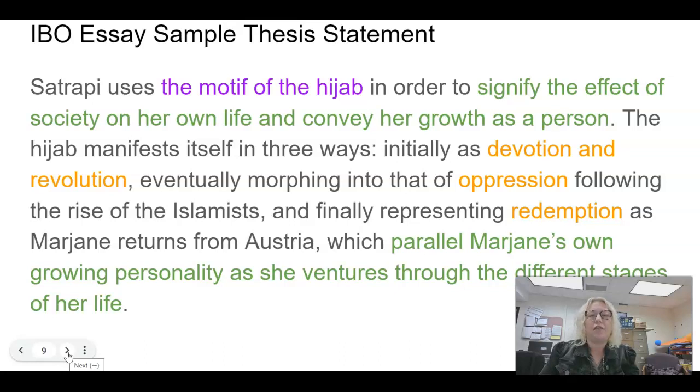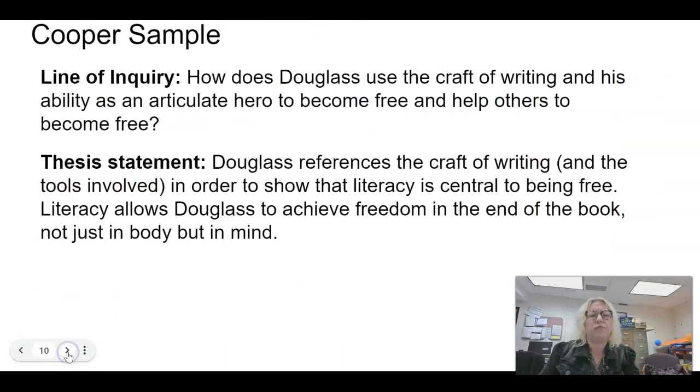Here's one from a Cooper student on Frederick Douglass. Their line of inquiry was, how does Douglass use the craft of writing and his ability as an articulate hero to become free and help others to become free? And this was one of the samples that I gave. And the student took some time then, after choosing that line of inquiry, to find some good examples and to really dig deep into this question to answer it.